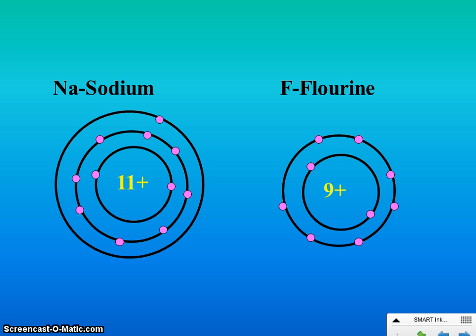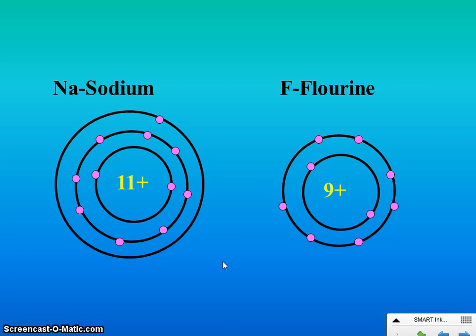All right, so are these atoms stable? Well, you ask yourself, do they have a full outer shell? Does sodium? Nope. Sodium has 1, and if this ring was full, it should have 8. Does fluorine have a full outer shell? Nope. So neither one is stable. And if you look at these, you can see that sodium wants to lose this little electron here. And fluorine has 7 electrons in its outer shell, so fluorine wants to gain an electron.